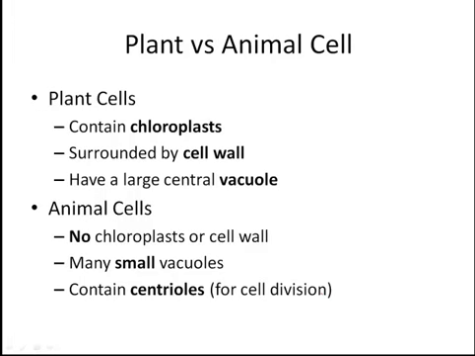Now, one of the things MCAS likes for you to do is to be able to compare plant and animal cells. So plant cells, remember the big difference is they have chloroplasts, they have cell walls, and they have a large central vacuole. In animal cells, no chloroplasts or cell walls. Their vacuoles are small, and they have things called centrioles that they use for cell division, like we just said, instead of the centrosomes like plants. So a lot of times they'll ask you to compare plant and animal cells. If you can remember these three things, you will be good.